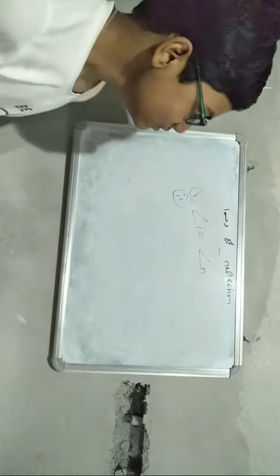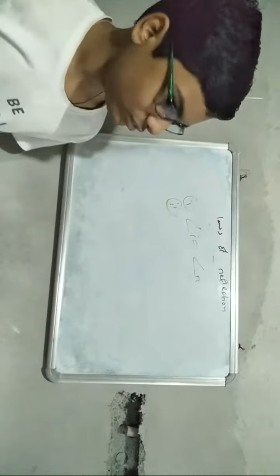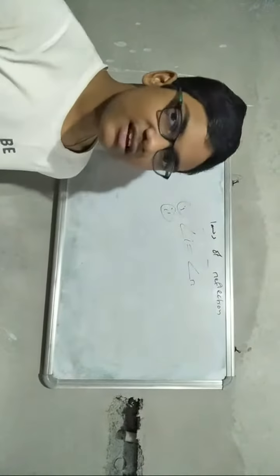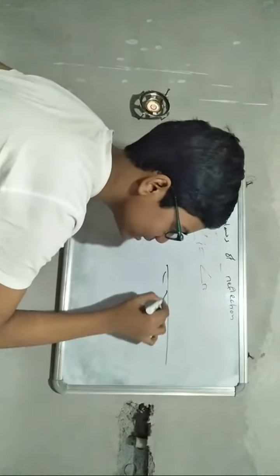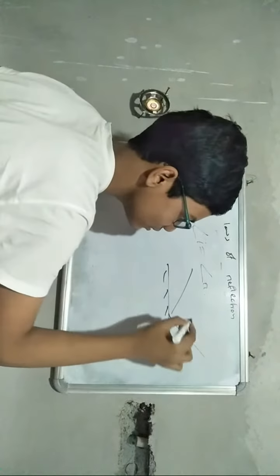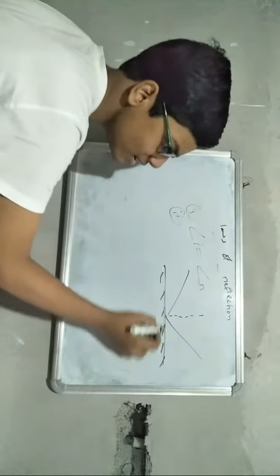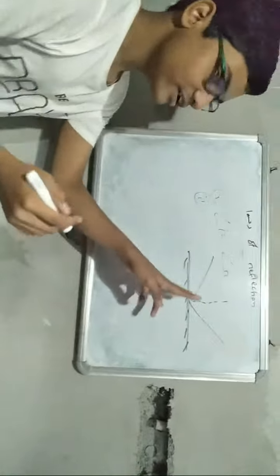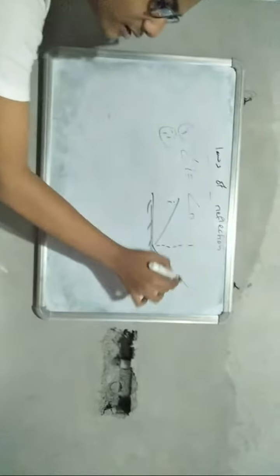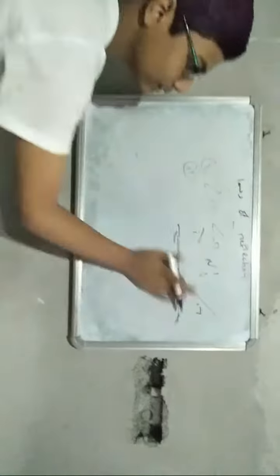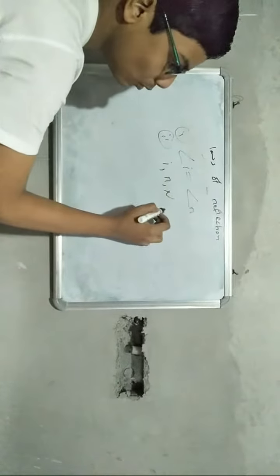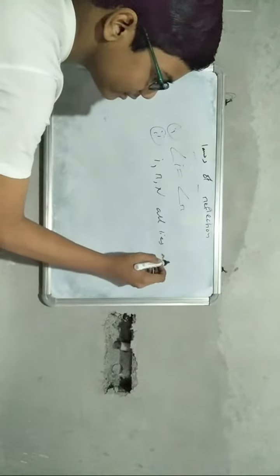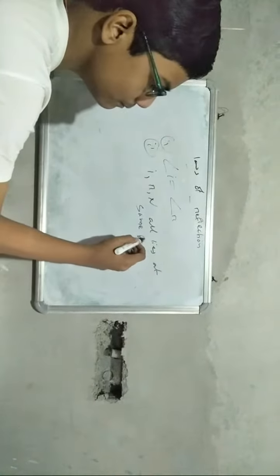The next law is that the incident ray, the normal and the reflected ray all lie in the same plane. You can see in this mirror, this is the incident ray, this is the reflected ray, and this is the normal. They all lie in the same plane. I don't have to prove it now, we already proved that the incident ray, reflected ray, and normal all lie in the same plane. These are the laws of reflection.